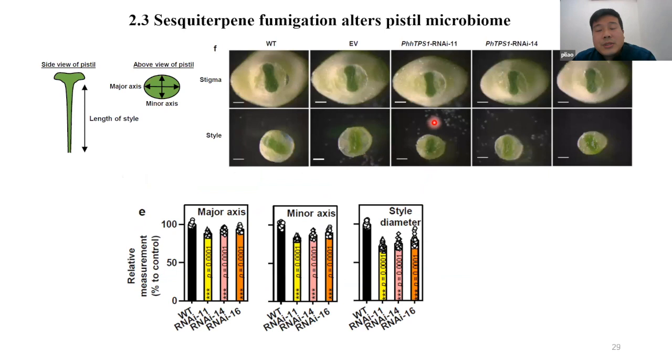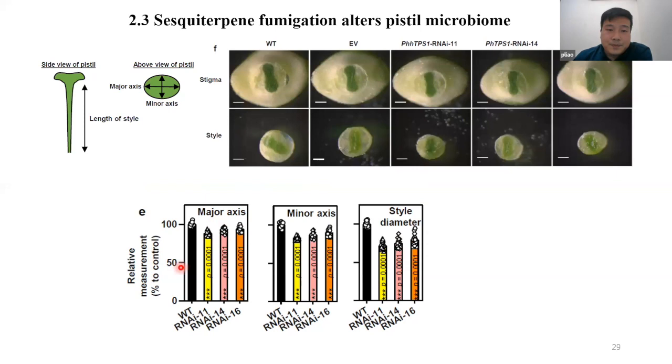They also generated the knockout of TPS1 and found that the stigma size was reduced in both directions. Then they also did a statistical analysis, and all these parameters show significant reduction.